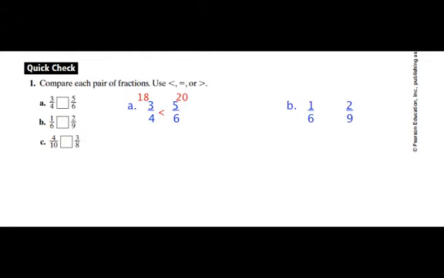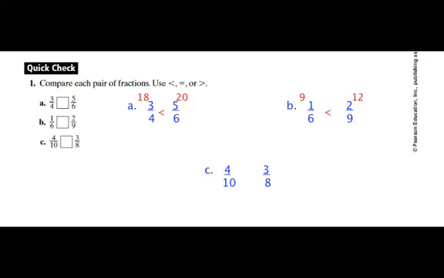Now we'll compare B, 1/6 to 2/9. 9 times 1 is 9. 6 times 2 is 12. 9 compared to 12, 9 is less than 12. So 1/6 is less than 2/9. Try C on your own. Pause the video, then start it again to check it.